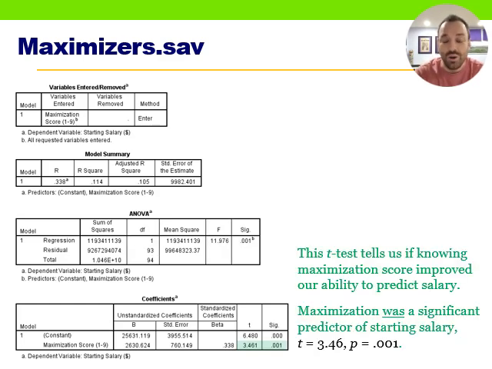Finally, the part that we already know is, in fact, maximization a significant predictor of a person's starting salary? First place we're going to look is the p-value, and the p-value here is 0.001. That's obviously less than 0.05, so there is a relationship between these two things. Is that relationship positive or negative? We actually already know it's positive because we saw that R was positive a few minutes ago. But we also see here that the t statistic is positive, positive 3.46. So again, what we know from that is that people who scored higher in maximizing also tended to get higher starting salaries at their job.